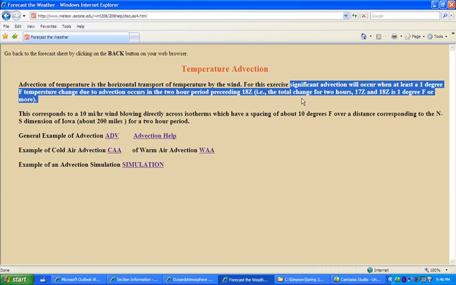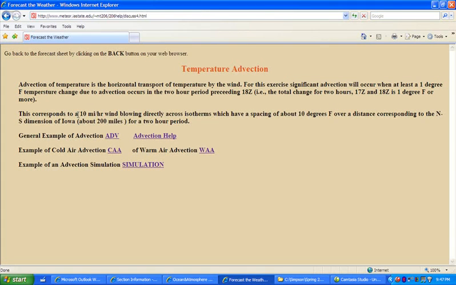Now keep in mind, we've been talking about radiational cooling. That's when the infrared energy is leaving the Earth and going off into space. The surface begins to cool. That is not advection. That's radiational cooling. So when we're talking about temperature advection, it's typically located in the vicinity of a front. Okay? So we'll talk about those particular examples here in a moment. So an example of significant advection would correspond to about a 10 mile per hour wind blowing directly across isotherms.